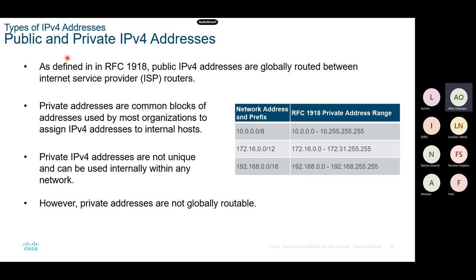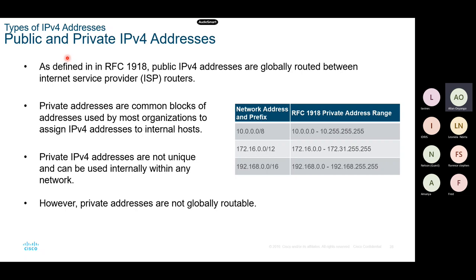And internet means interconnection of networks, which means to communicate from one network to another network, you always need a public IP address. And it is the opposite of private, because private addresses are used for communication within the same network, within the same LAN.